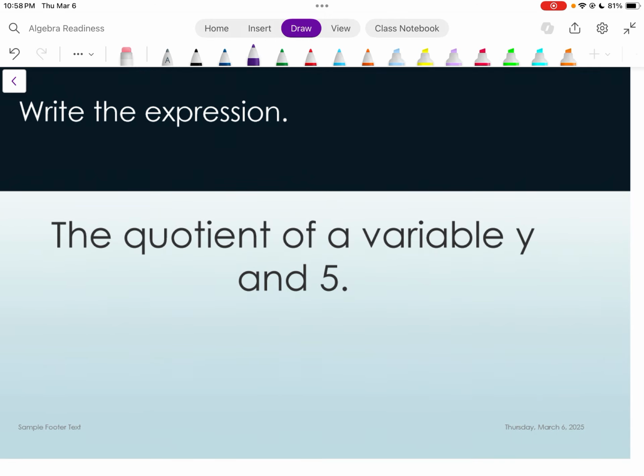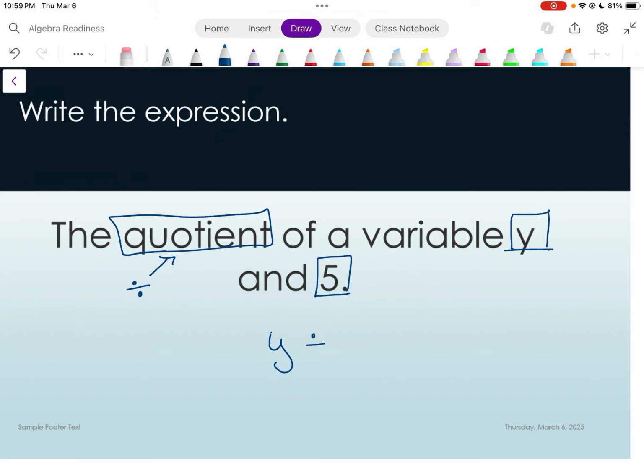Next, we have the quotient of a variable y and 5. When we talked about quotient, the definition is dividing. So this tells us we are dividing a variable y and 5. We also talked about how, when working with quotient, the values go in order of where they appear in the written expression. So a variable y showed up first, and that would be divided by 5. The other way you could write this is y over 5.